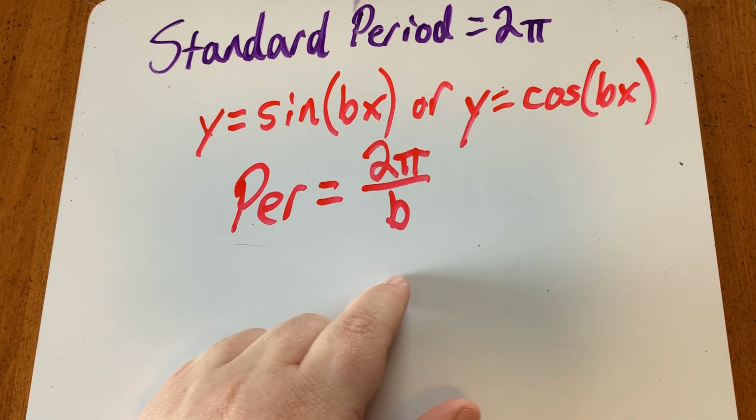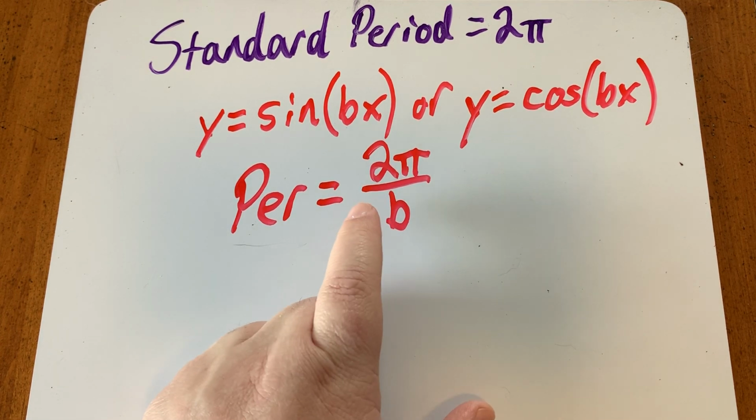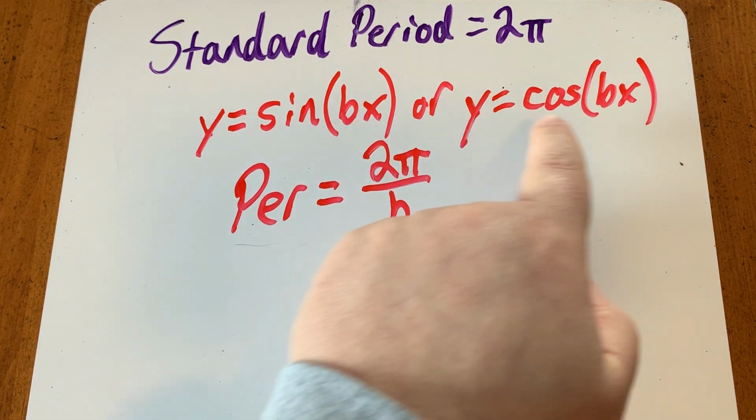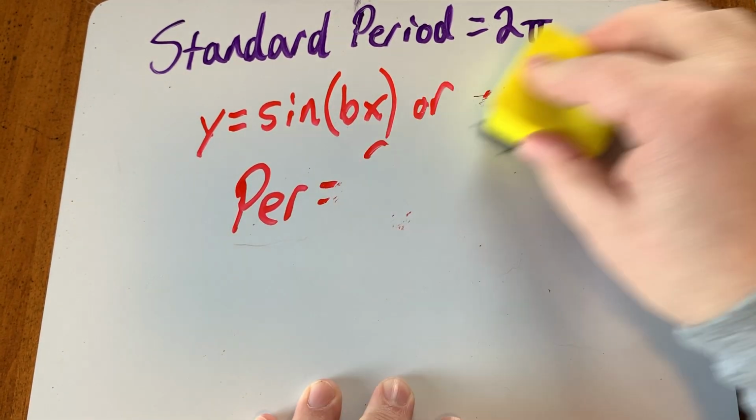Every single time in a sine or a cosine function, the period is 2 pi divided by whatever's multiplied by your x inside the sine or cosine. Not what's added, whatever's multiplied by your x inside your sine and cosine. All right.